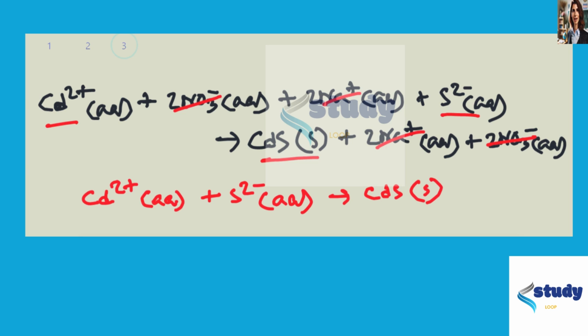So from the net ionic equation, we can see that the oxidation number of cadmium on the reactant side is +2, and on the product side it is also +2, and for sulfide on the reactant side it is -2, and on the product side it is also -2. That means there is no change in the oxidation number of any of the reacting ions present here. Since there is no change in the oxidation number of the reactants, this is not a redox reaction.